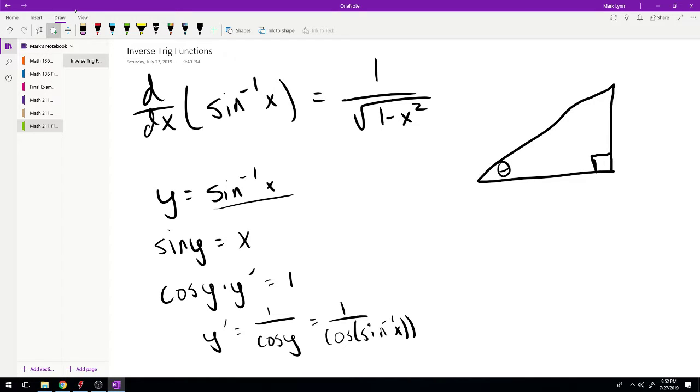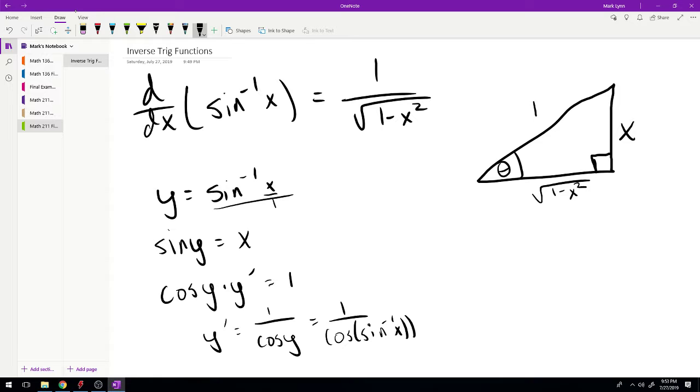Pretend like this is our angle theta. And originally we had the sine inverse of x. Sine is opposite over hypotenuse. And we could think of this as x over 1. So the opposite would be x, and the hypotenuse would be 1. Now we're going to solve for the third side just using the quadratic formula. I'll spare you the details, but we would get the square root of 1 minus x squared.